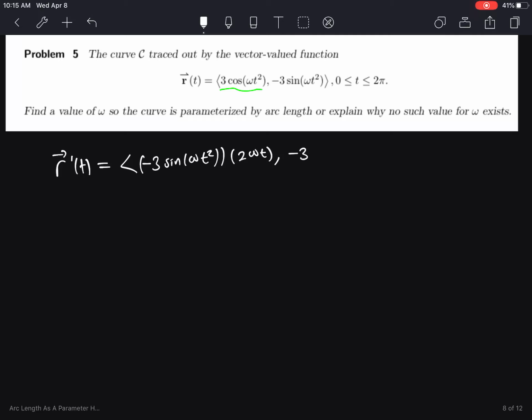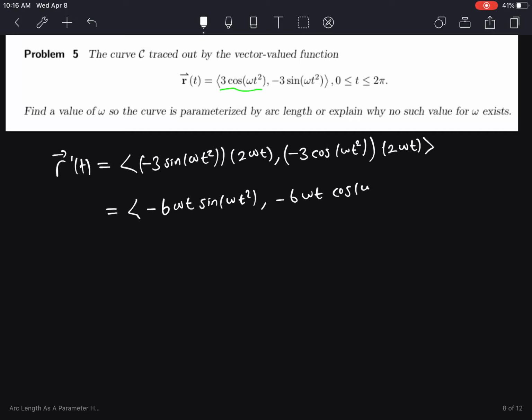So let's take the derivative of the second coordinate. It's going to be 3 cosine of omega t squared, and then we have the derivative of the thing inside, which is 2 omega t again. After we multiply these things, we will get minus 6 omega t sine of omega t squared, and then 6 omega t cosine of omega t squared.